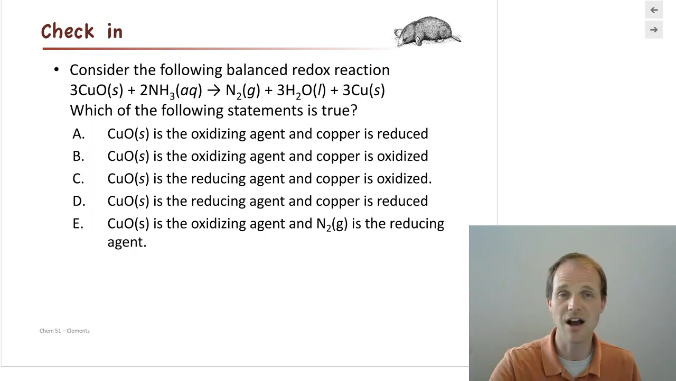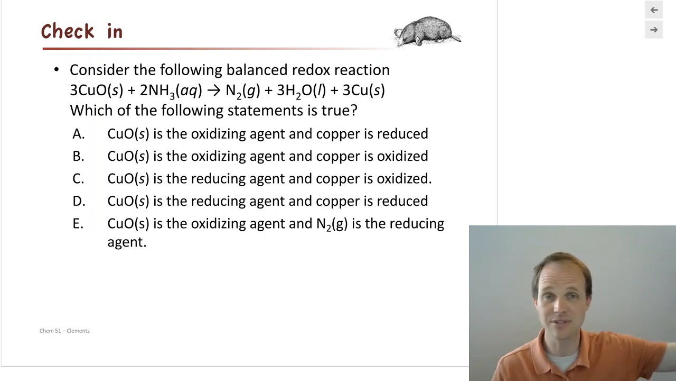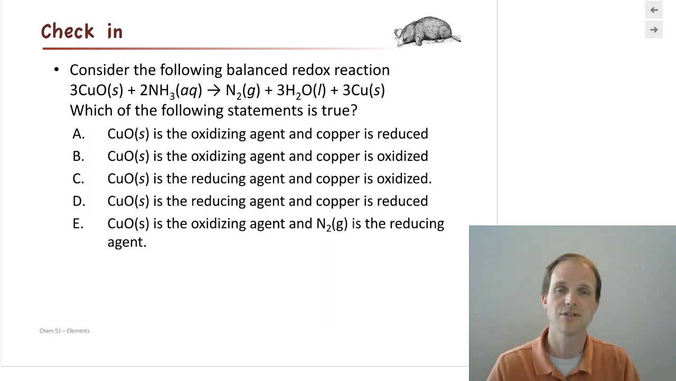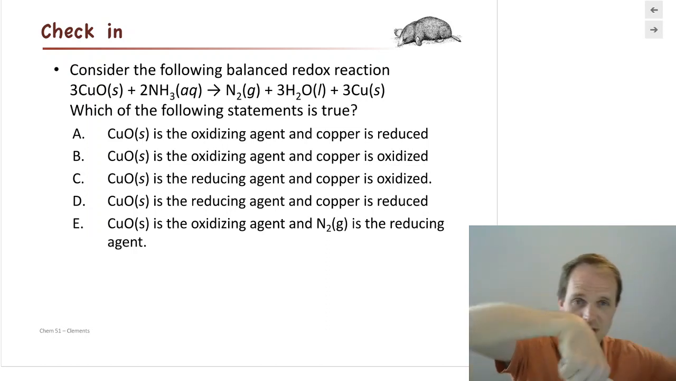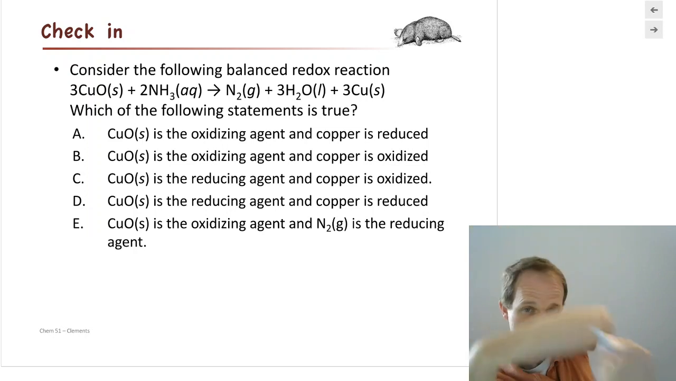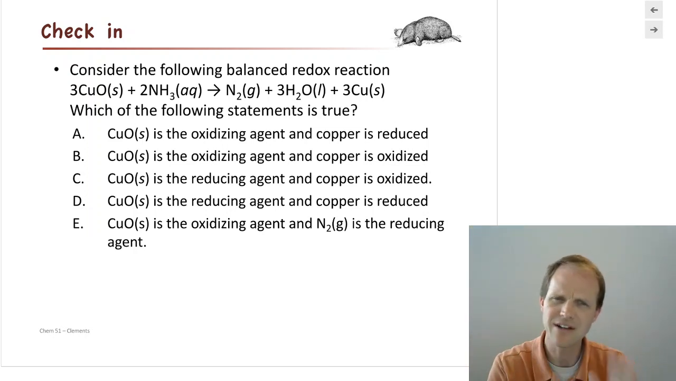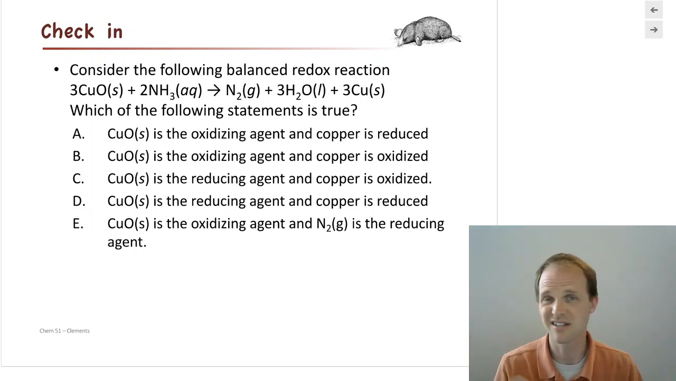Right? The thing that's oxidized, because it's oxidized, it loses electrons. It allows something to get reduced, right? It's giving away those electrons, which allows the other thing to be reduced. So the thing that's oxidized is the reducing agent, and the thing that's reduced is the oxidizing agent. It's very convoluted language, but people use it, and so we need to know it.